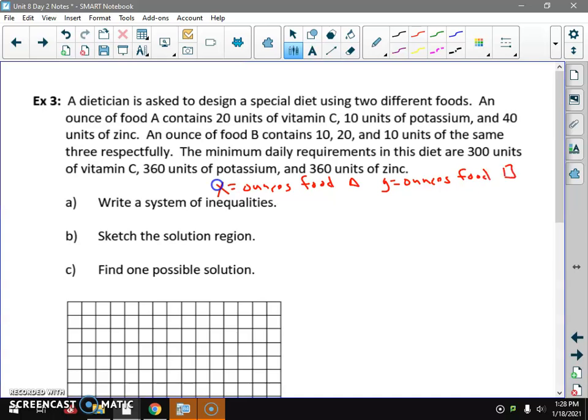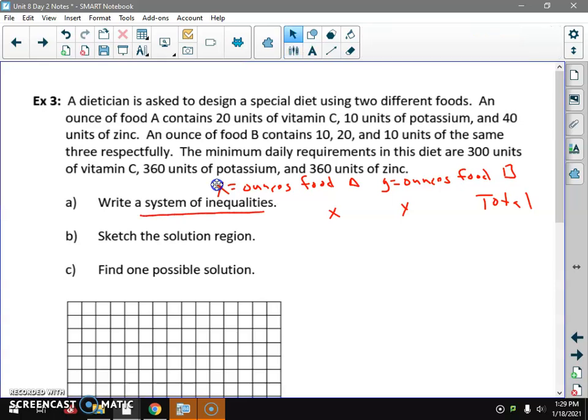And I want you to create this grid here. We're going to do X, Y, total. And this is going to aid you in writing your system of inequalities. And the 3 constraints, the 3 limitations, the 3 vitamins that we want to get are vitamin C, potassium, which is K, and zinc. And then I'm going to fill in this grid.